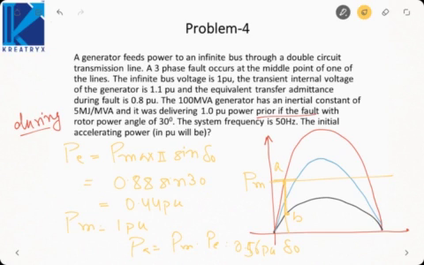But why is it asking only for the initial value? Because as time passes we will go from B to C, due to which our electrical output will change. Since the electrical output is changing, the accelerating power will also change. That is why it is only asking about the initial value.